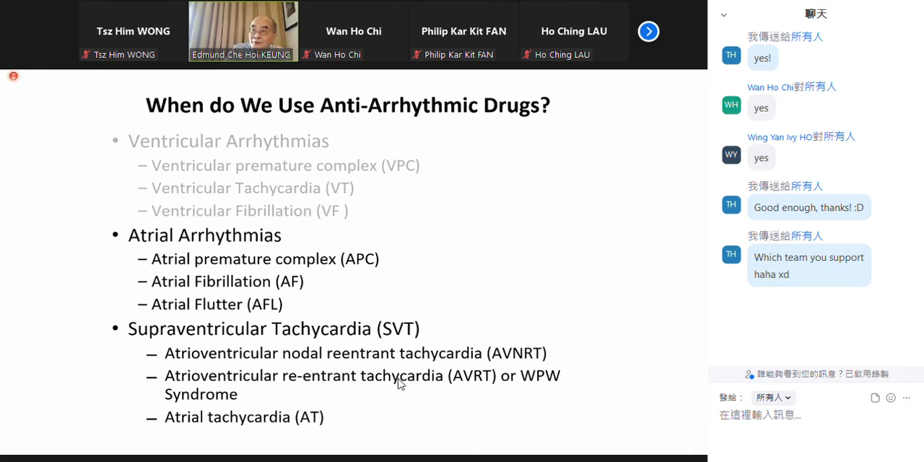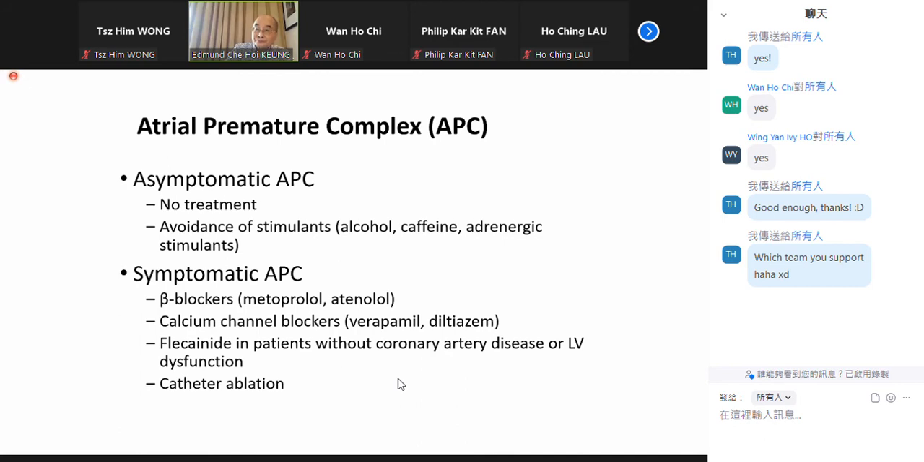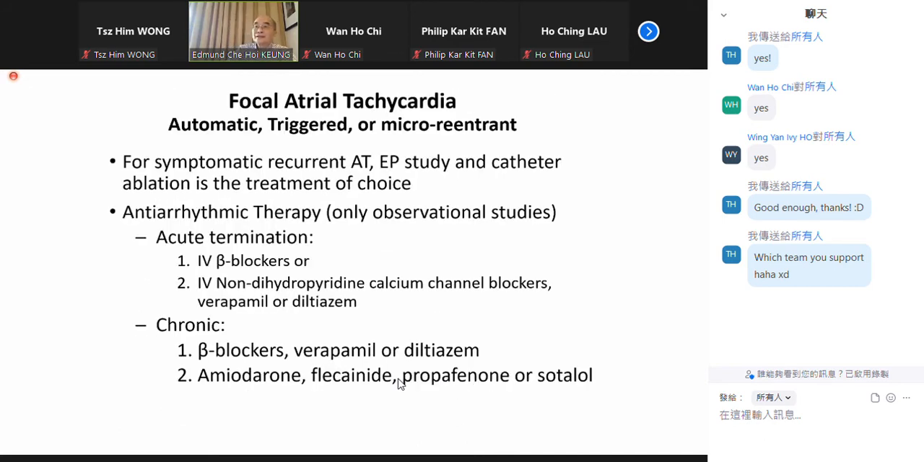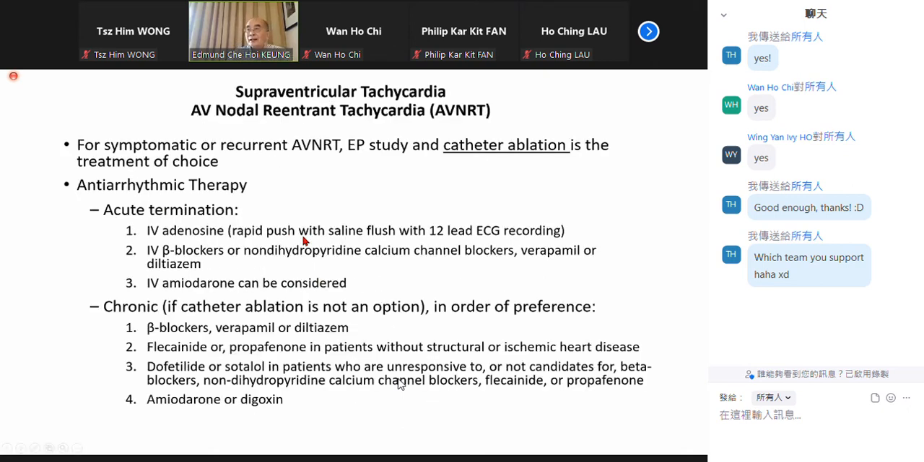When do we use antiarrhythmic drugs? Now, if we don't treat VPC, we definitely do not want to treat APCs. We talked about AF already. Now, atrial flutter treatment is the same as AFib. Okay? And for atrial tachycardia, no treatment for APCs. Now, how about the SVT? Atrial tach, you can use beta blockers. And a lot of choices. And AVNRT, okay? Narrow complex, cath ablation.